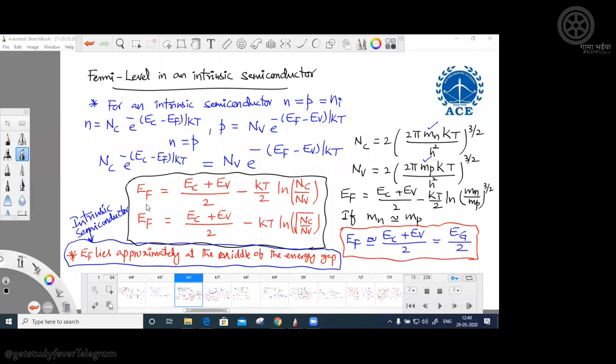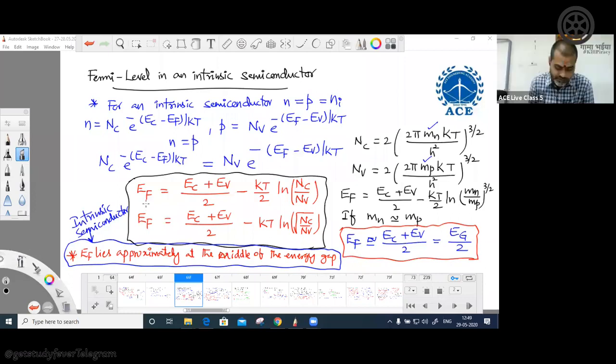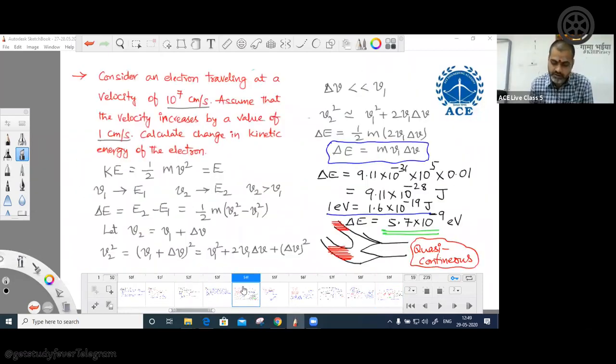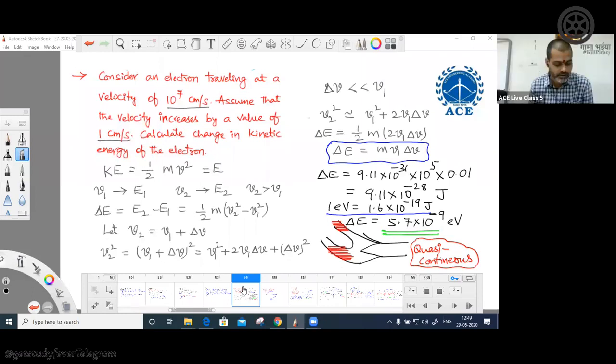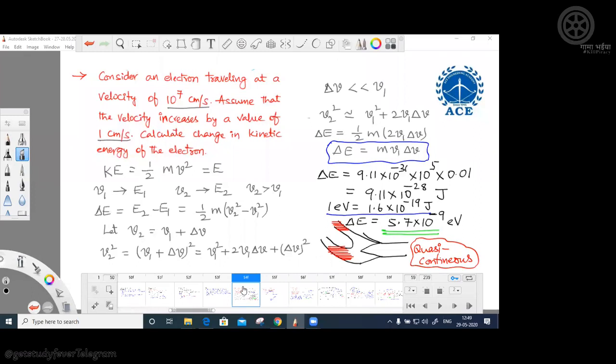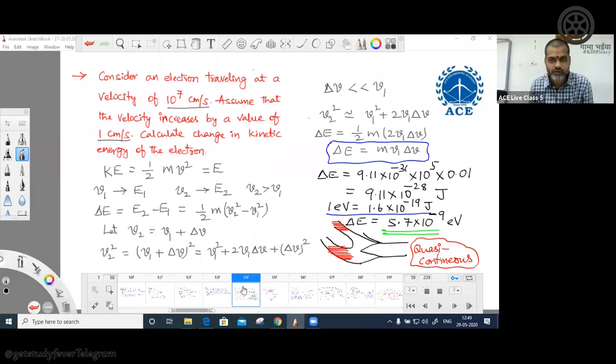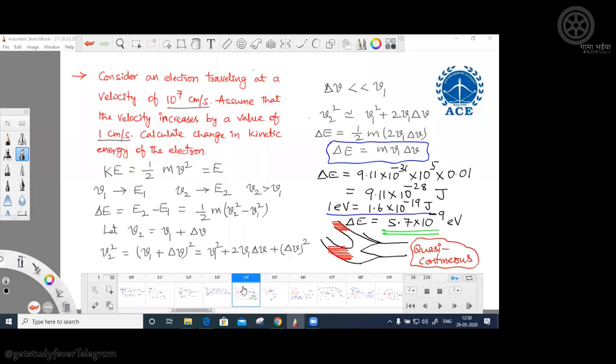Sir, on page 54, the topic of quasi-continuous energy levels has come by comparing delta E with the 1 eV value, sir. But delta E is kinetic energy, and 1 eV is just a value. How can you compare kinetic energy with that value, sir? We need to compare it with E1 and delta E if we want to find any change. Come again, I didn't understand. Delta E is kinetic energy and that is compared with the 1 eV value.